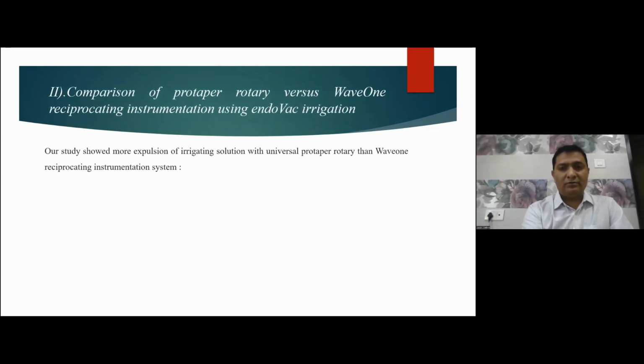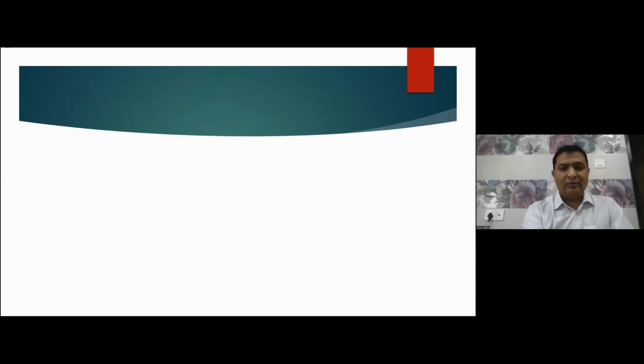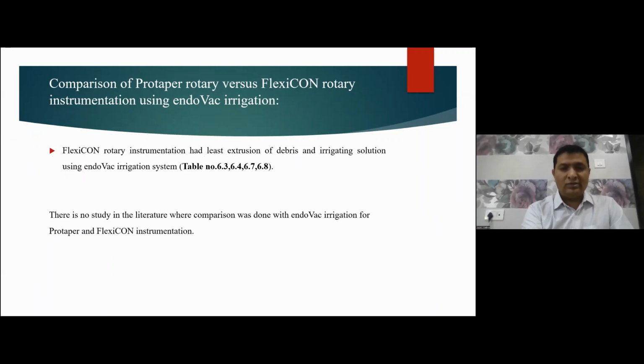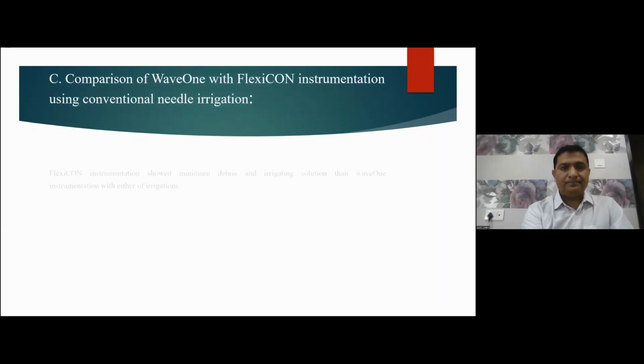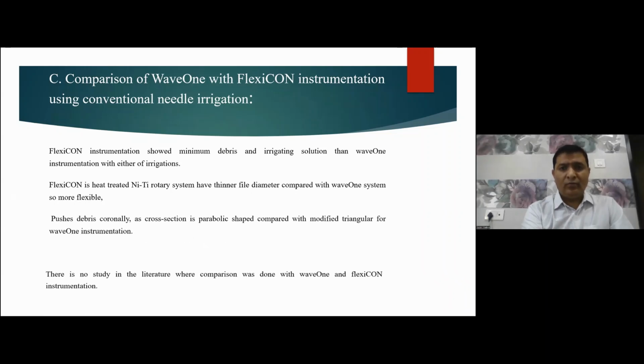Comparison of ProTaper with Wave 1 for EndoVac irrigation: in my study, ProTaper shows more expulsion than Wave 1. When ProTaper is compared with Flexicon instrumentation, Flexicon gives less expulsion than ProTaper. Comparison of Wave 1 with Flexicon: Flexicon gives less debris than Wave 1.